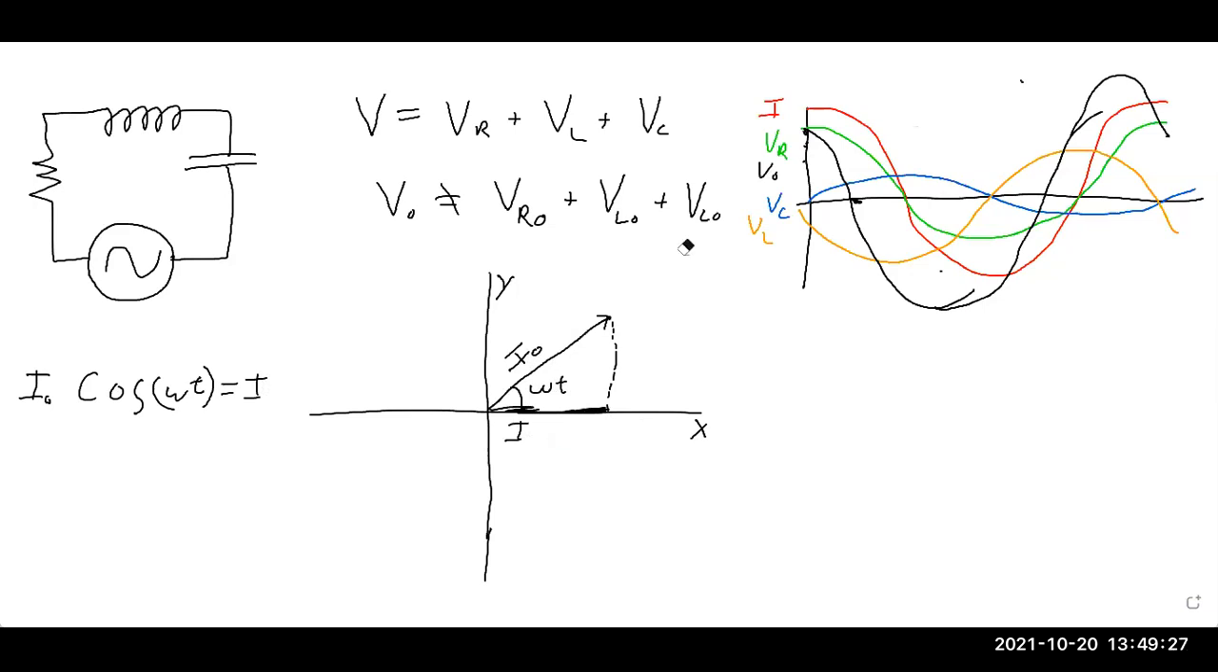And this doesn't seem to offer much at the moment. But what's going to happen if we look at this graph and allow time to increase? Well, then omega t increases, and this vector, our current amplitude, is going to have a constant amplitude, but it's going to rotate. So we've got a vector which is rotating in this space, and we only care about its x component.